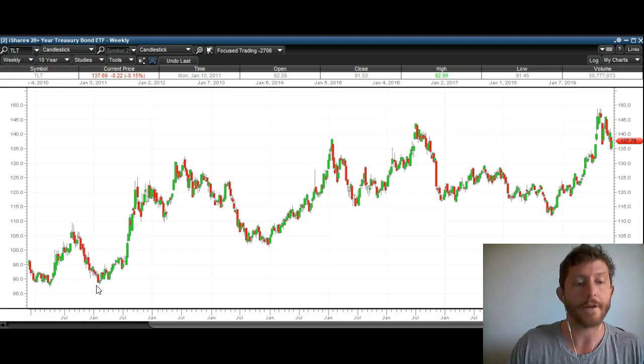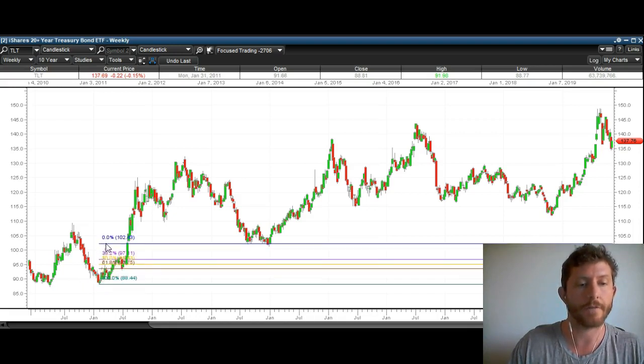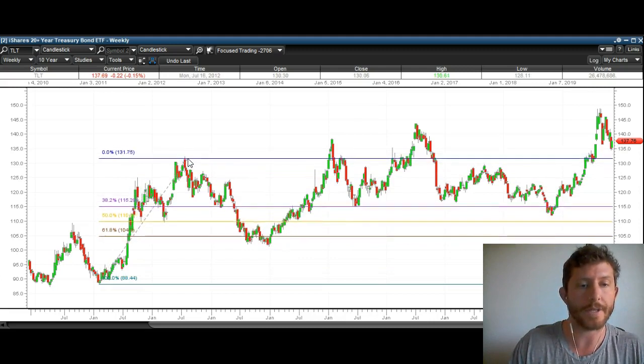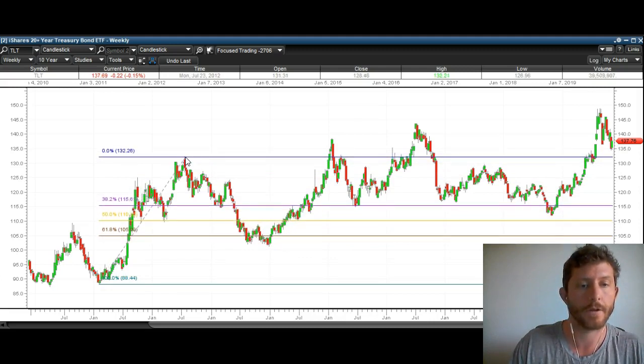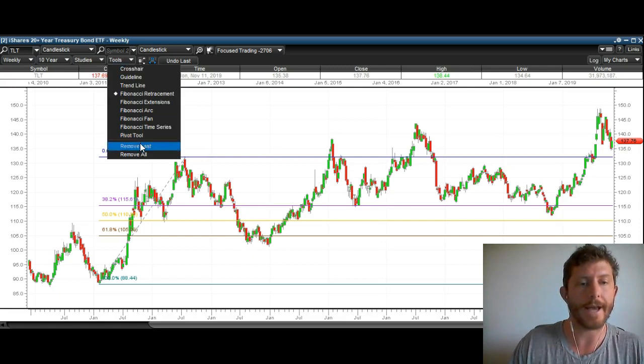But right here, Fibonacci retracement levels. This is the start of the move down here. You can draw the Fibonacci retracement level right there from that low to this peak right there. You can see the 38.2 Fibonacci retracement level is right where we bounced, before peaking and then heading much lower. I'm going to delete that now.